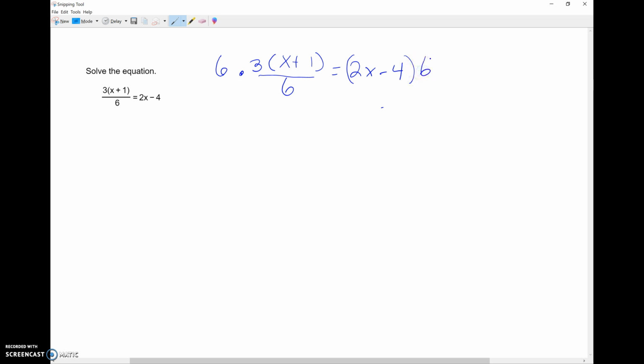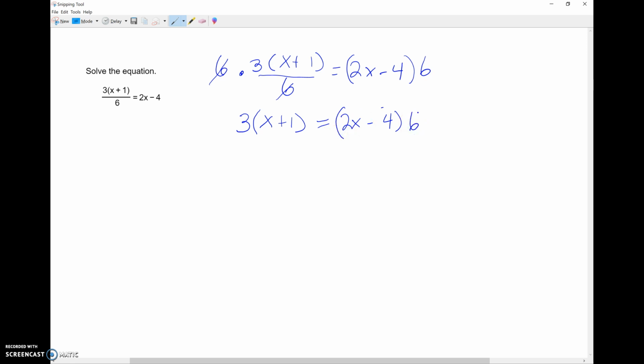And the reason we want to multiply by 6 is because 6 times 3 is 18 divided by 6. Well, actually you get 6 divided by 6 is 1, and 18 divided by 6 is 3. So now your left hand side has 3 parentheses x plus 1 is equal to 2x minus 4 times 6.